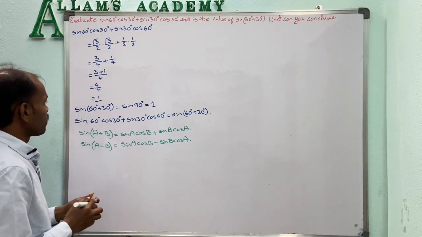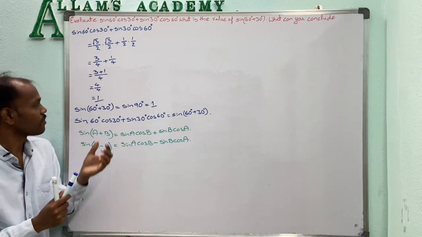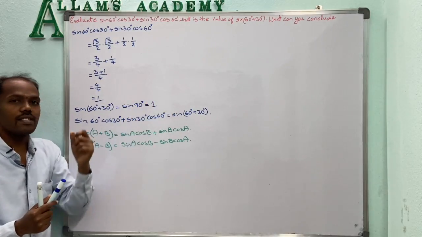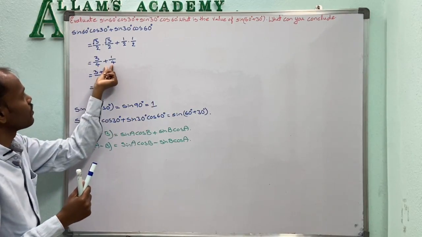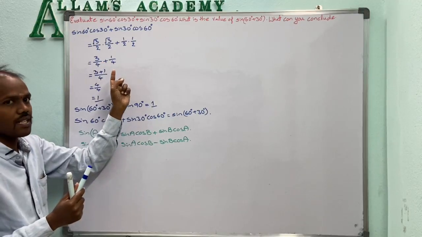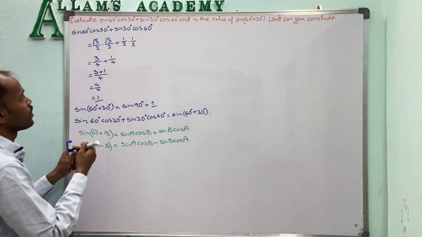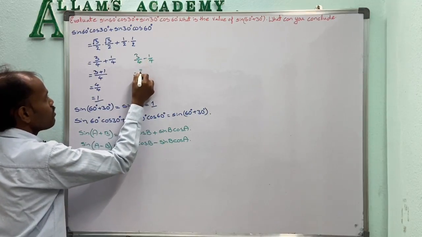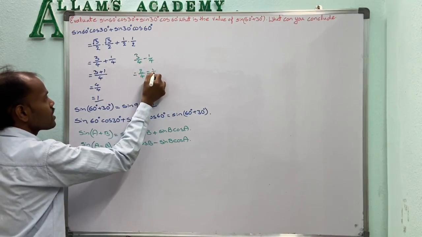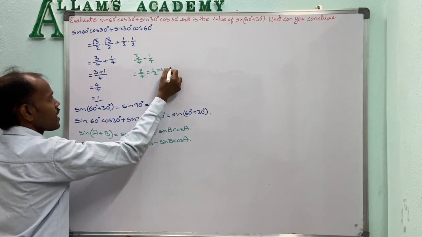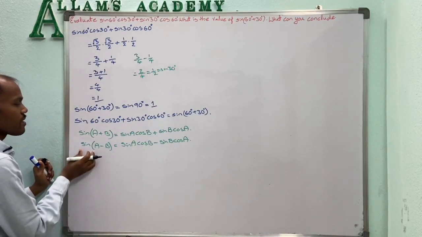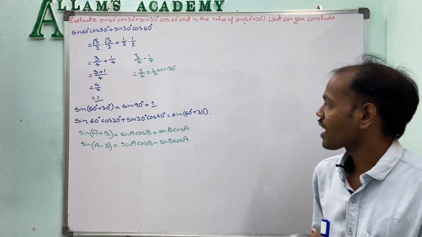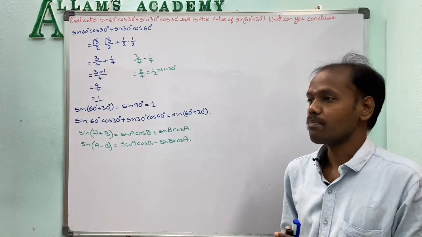Okay, if we do subtraction, 60 minus 30 equals sin 30. Sin 30 value is nothing but 1 by 2. Here also if we observe, if we do subtraction, 3 by 4 minus 1 by 4 is nothing but 2 by 4. 2 by 4 value is 1 by 2 only, that is sin 30 value only. That means we can write sin of a minus b equals sin a cos b minus sin b cos a.